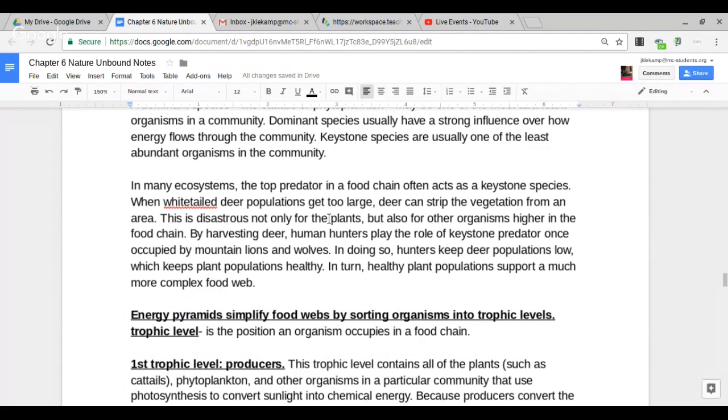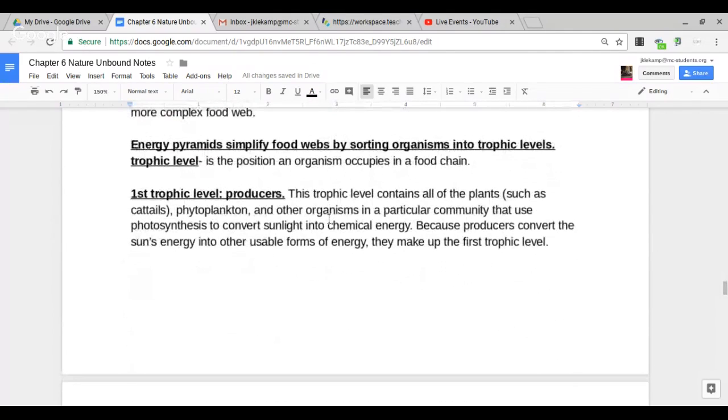from an area. That's why it's so important that we, through conservation efforts, try to keep that population down, because the natural predators, the mountain lions and wolves, are kind of out of the picture. So we hunt throughout the year, during different times that the conservation deems necessary, and we keep the population in check. The next thing is energy pyramids.